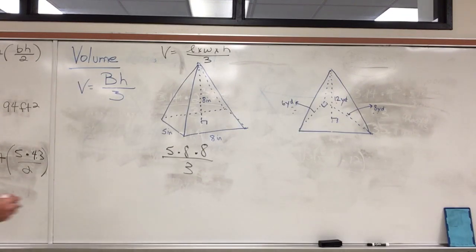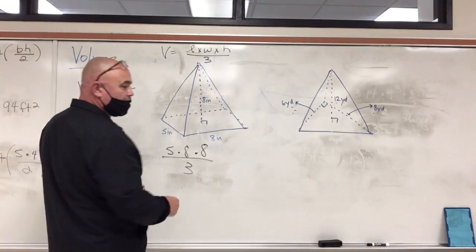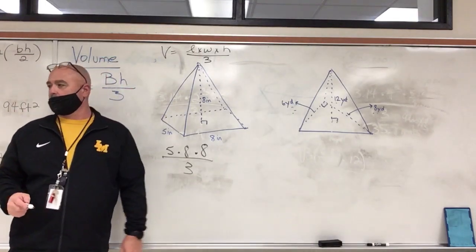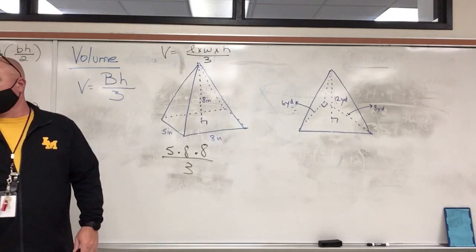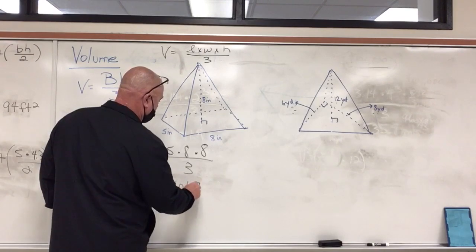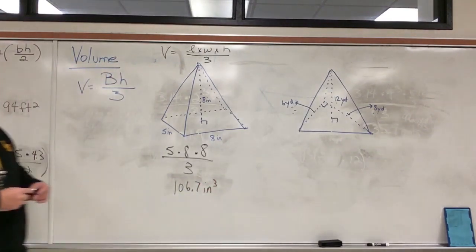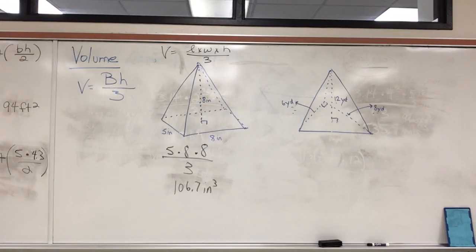I got 106.6. That's wrong? I got 106.66, which rounds up to 106.7. Well, you didn't say that. Well, you know what I meant. No, I didn't.